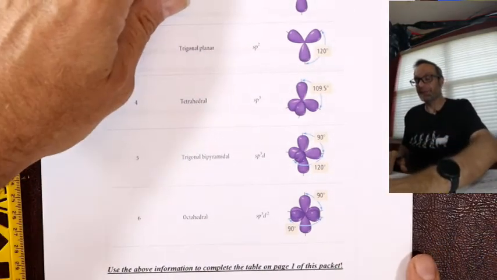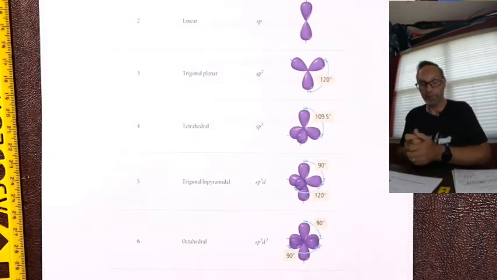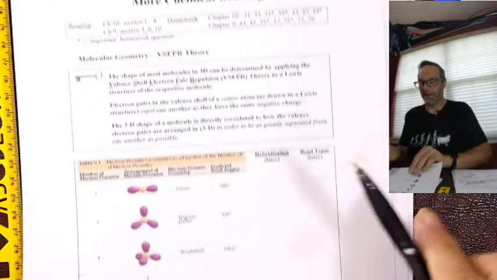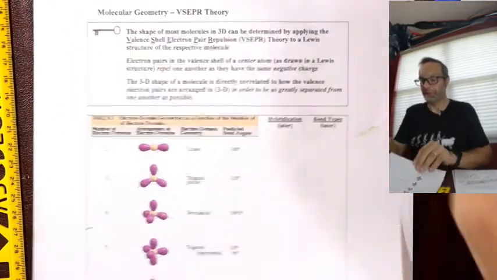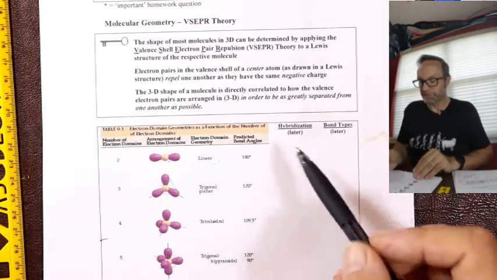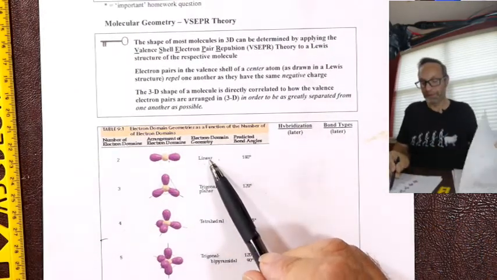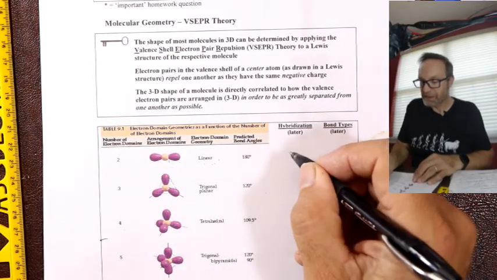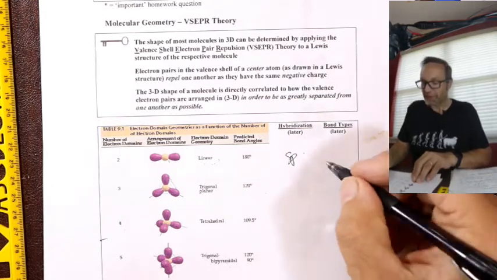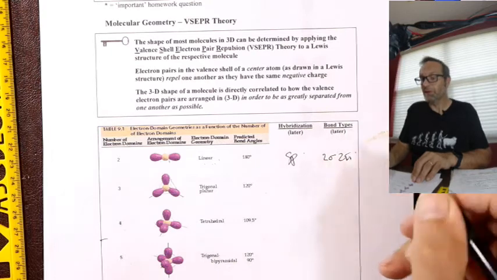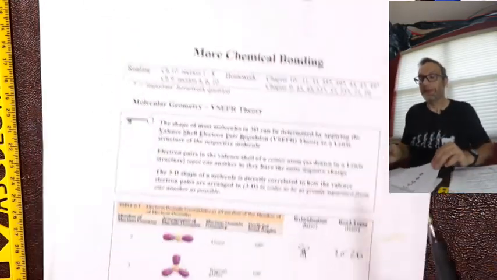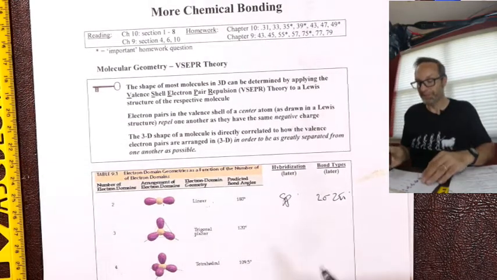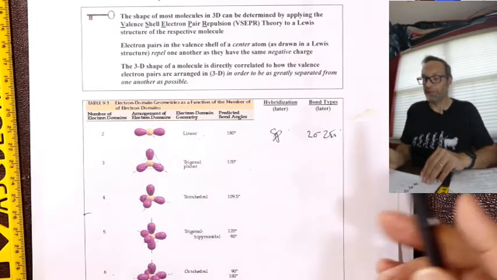Now we're at the point, because we understand hybridization, where we can go back to the front of the packet. If you remember that front page, maybe you can do it without peeking. We'll leave the answers underneath. So, hybridization. Linear: two clumps, 180 degree bond angle, CO2, hybridization two clumps, S and P. Bond types: two sigma, two pi. So we had CO2 as a classic example, two double bonds, sigma, sigma, pi, pi, two clumps, sp.